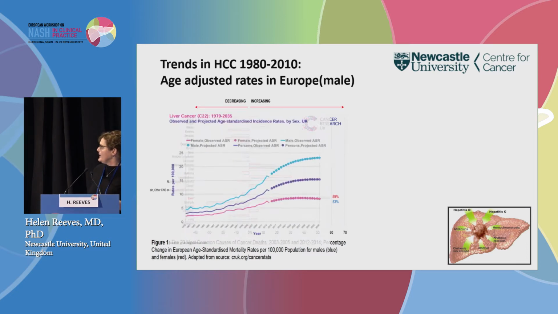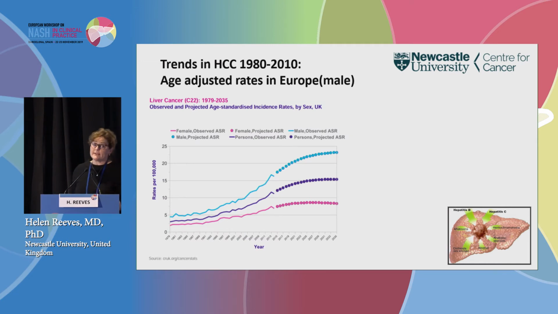And this is further depressing data: the predicted rise in hepatocellular cancer cases that we're likely to see in the UK up until 2035. There's this predicted increase in incidence of hepatocellular cancer. And so this is a big problem. We do understand, we think, why this is happening. It's related to obesity and NAFLD, but what can we actually do about it?